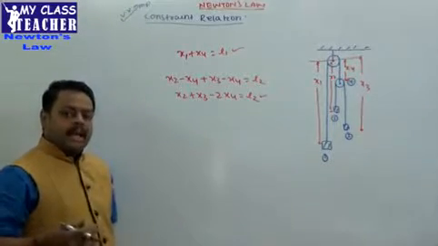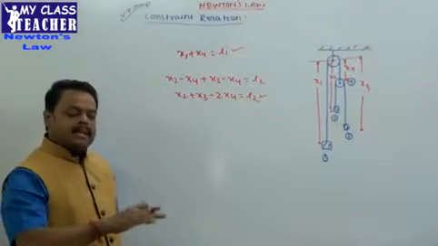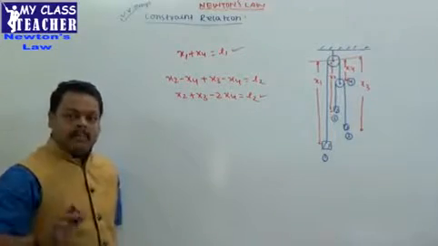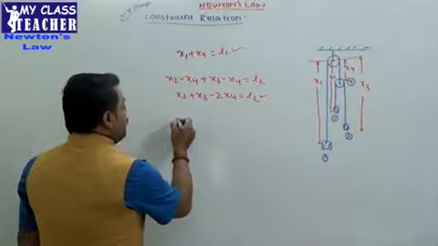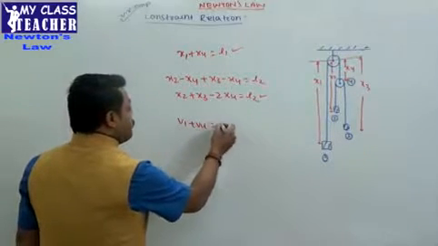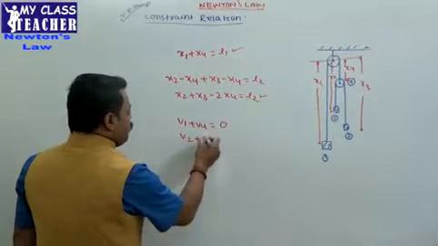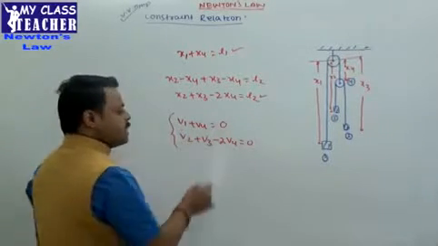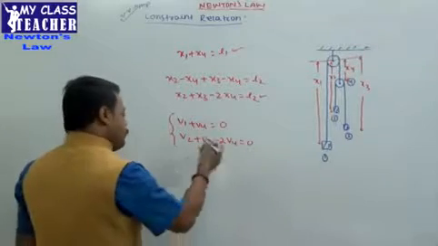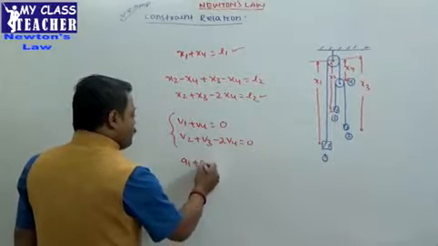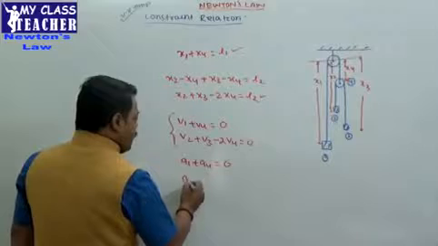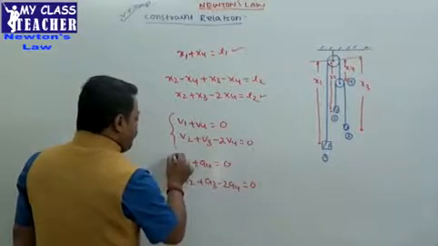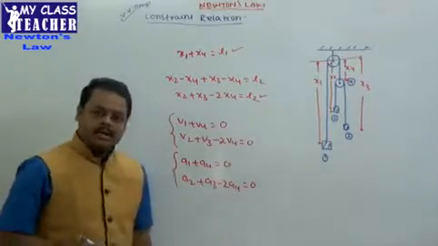Once the length of the strings are written, after that we will write velocity. In place of x, v will come, then in place of v, a will come, and in place of l, 0 will come, because differentiation will become 0. That means v1 plus v4 is equal to 0 and v2 plus v3 minus 2v4 is equal to 0. This is the velocity constraint. And the acceleration constraint will again be the same. That means a1 plus a4 is equal to 0 and a2 plus a3 minus 2a4 is equal to 0. Velocity constraint and acceleration constraint.